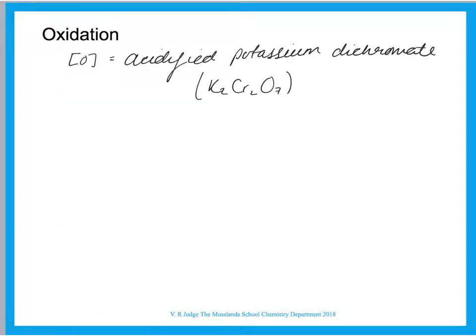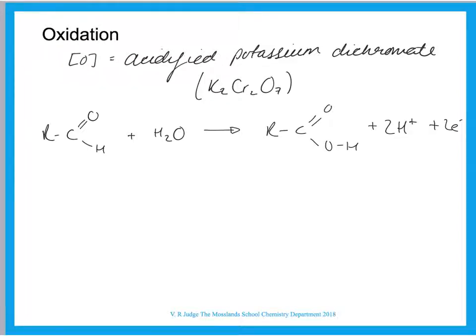Okay, so there is the formula for acidified potassium dichromate, and it's the dichromate ion, the Cr2O7 2- ion, that is the oxidizing agent. So as we've put here, it is acidified. This happens under acidic conditions. So the half equation for the aldehyde oxidizing under acidic conditions would be the following. So we've got the aldehyde reacting with water to give a carboxylic acid, 2 protons and 2 electrons.